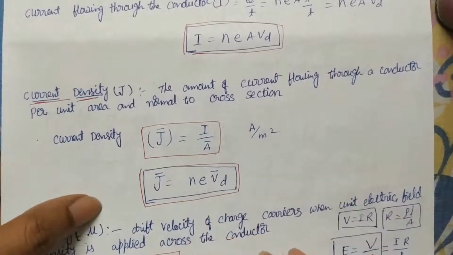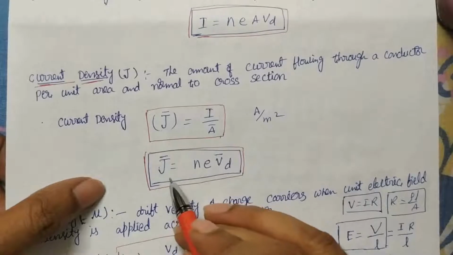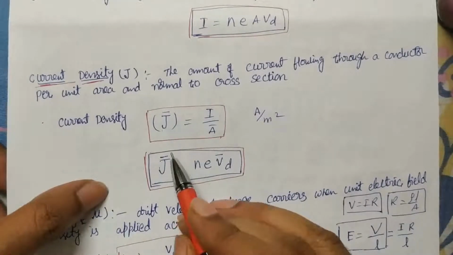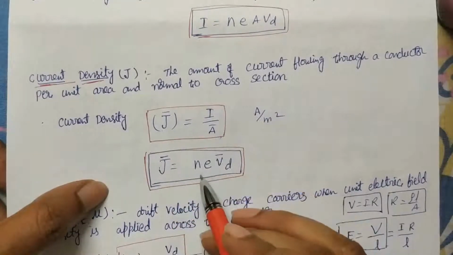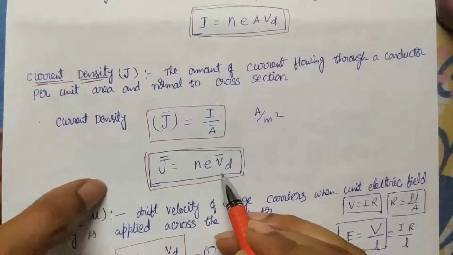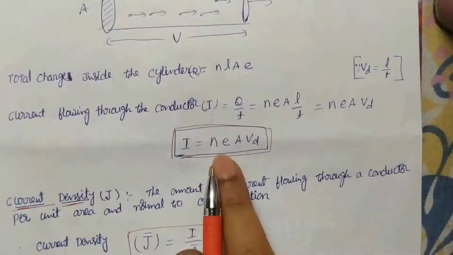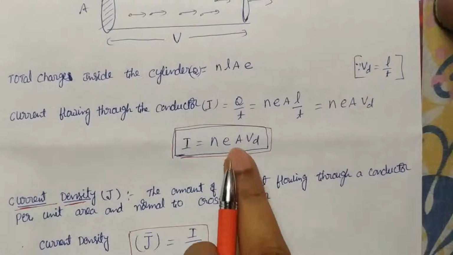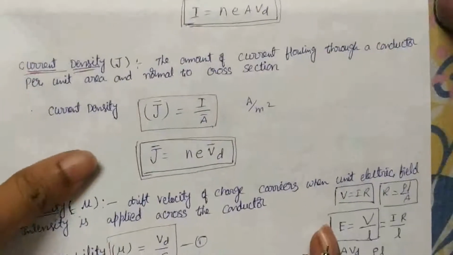It is a vector quantity, and this current density is represented with J. So J is I by A, which is equal to N e v_d. Why? Because you know current I is equal to N e A v_d, and divided by A, the A gets cancelled, and you get N e v_d.